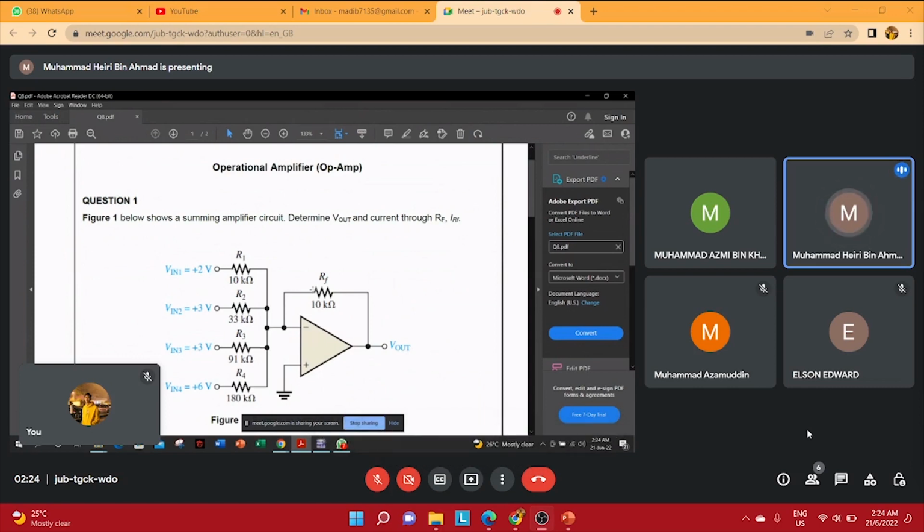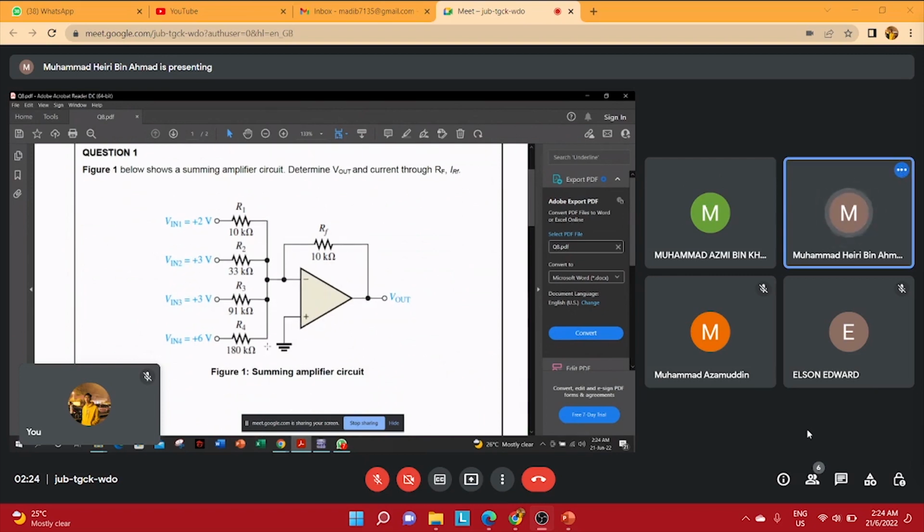Today I will explain about question 1, figure 1. In question 1, they want us to determine V out and the current through RF, or IRF. This is a circuit for a summing amplifier circuit. In simulation, I will show it in Multisim.